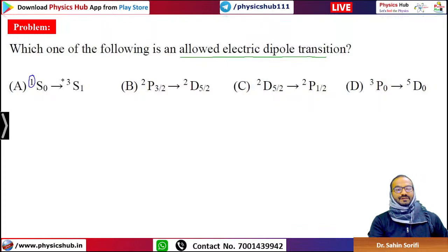Look, from this you will get to know the change in S. From this you will get to know the change in L. From this you will get the change in G. Okay, this is the spectroscopic term symbol 2S plus 1 L G. Option B is an allowed transition.